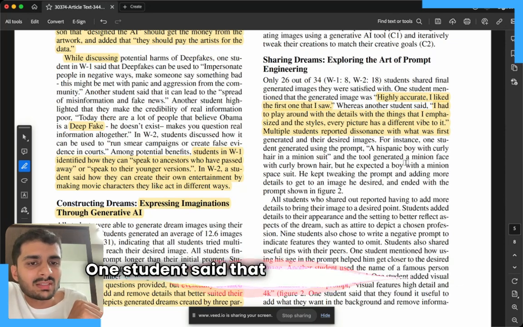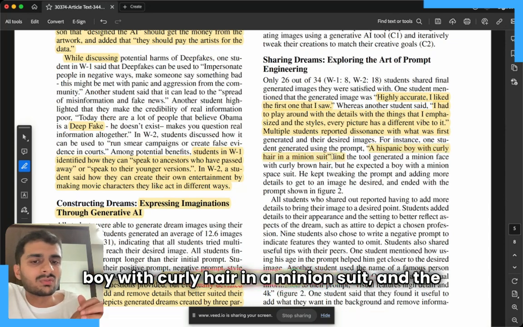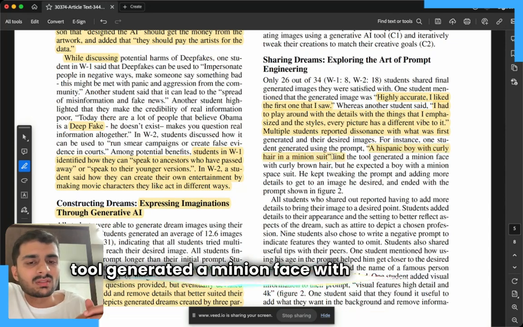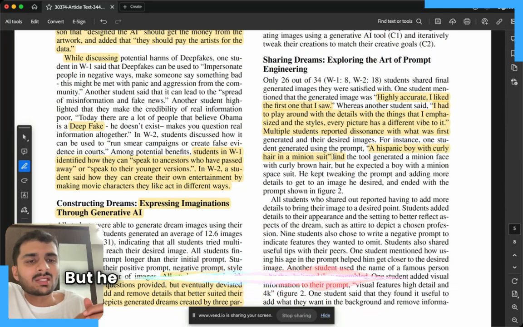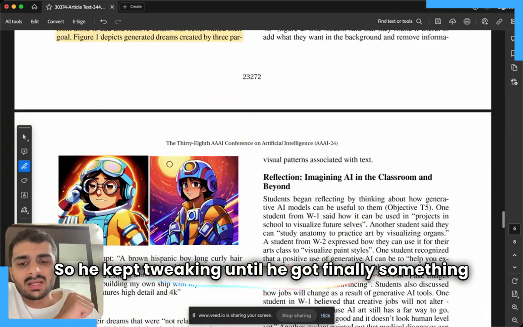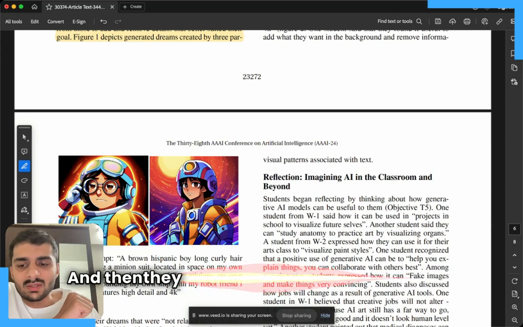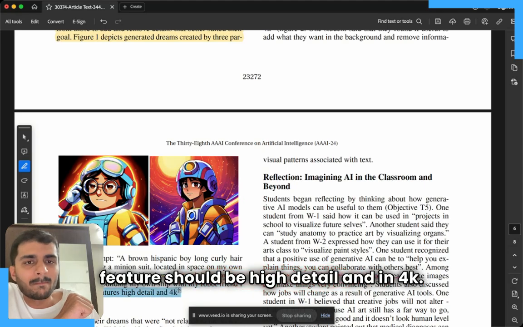One student said that he wanted to write a Hispanic boy with curly hair in a minion suit, and the tool generated a minion face with curly brown hair, but he expected a boy with a minion space suit. So he kept tweaking until he finally got something like this, which looks similar to a minion suit as well. And then they also mentioned the visual features should be high detail and in 4K.